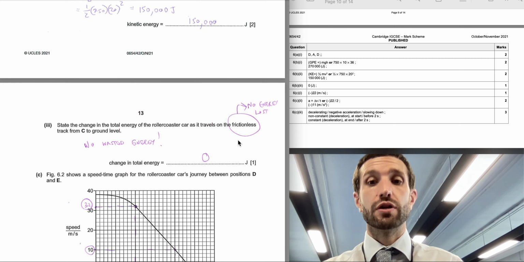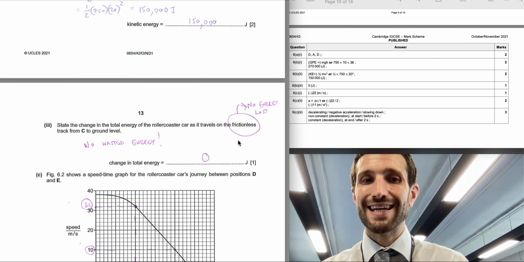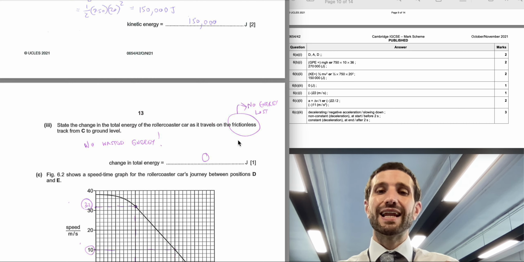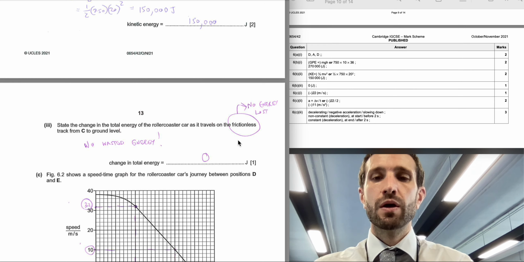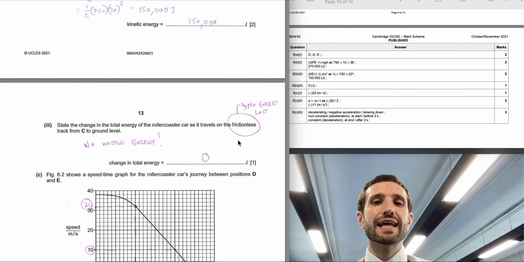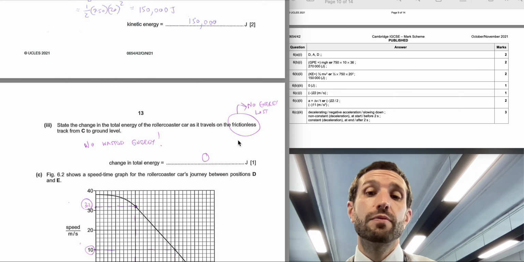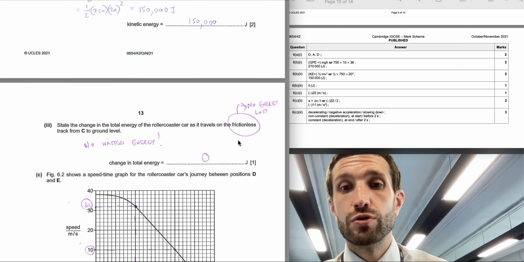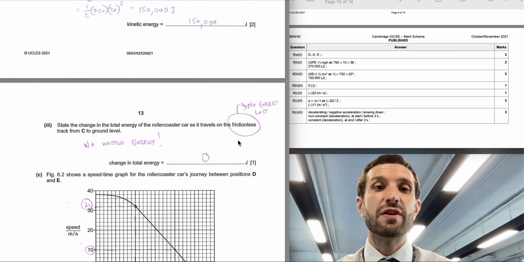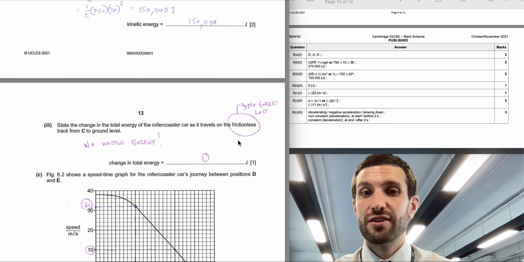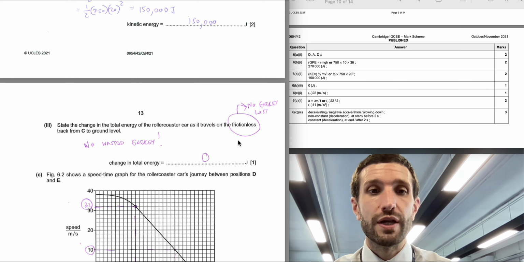The system is frictionless, so there is no dissipated energy, and what that means is no energy is taken out, so actually the change in the total energy is going to be a big fat zero. This is one of those questions which, if you overthink it, you can get yourself a bit stuck, because you might confuse, for example, total with gravitational potential. You might read friction instead of frictionless, whereas actually there's no energy being taken out here, nothing wasted, it's zero.